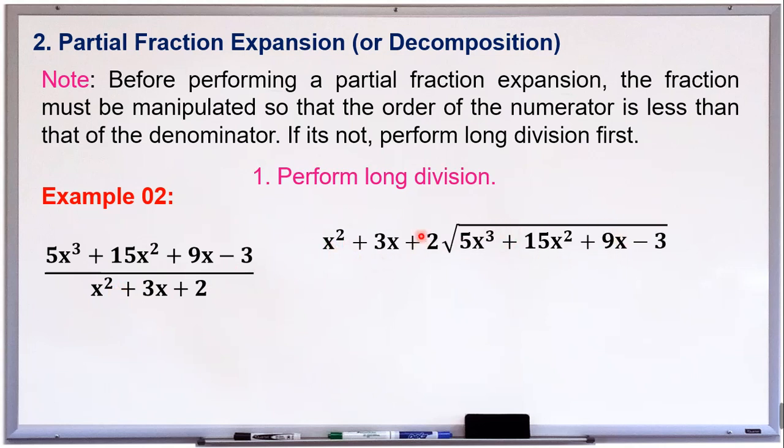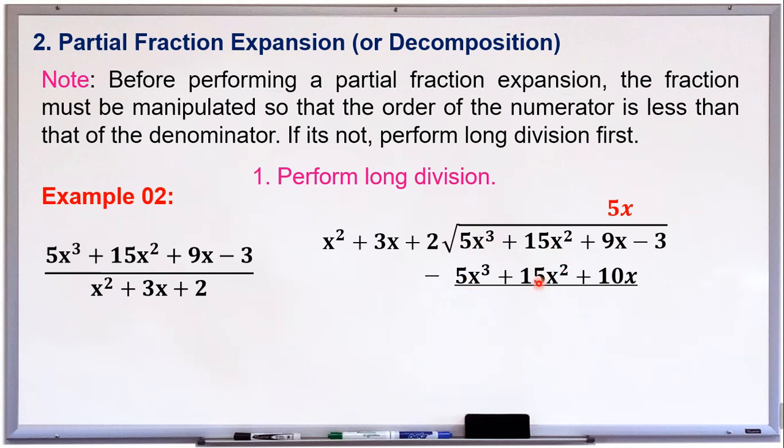Since the first term of our dividend is 5x cubed, and the first term of our divisor is x squared, to eliminate 5x cubed we're going to multiply 5x to our divisor. Now, the next step is to distribute 5x to each of the terms in our divisor, and then write your answer below the dividend. So the operation here is subtraction. So 5x cubed minus 5x cubed is 0, 15x squared minus 15x squared, 0.